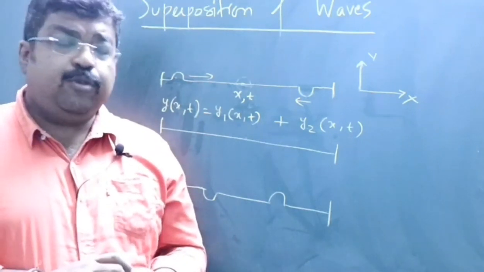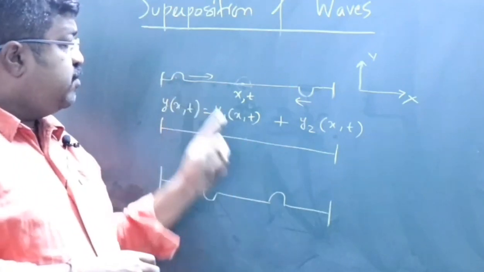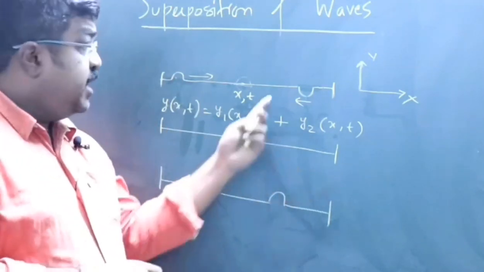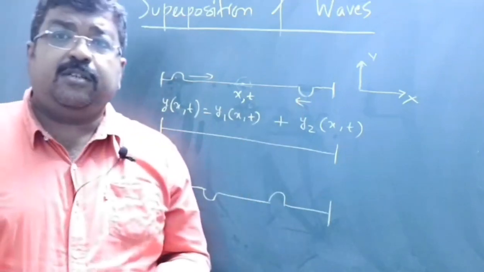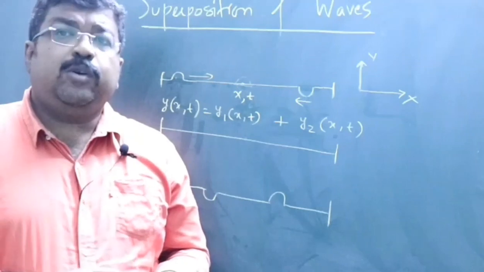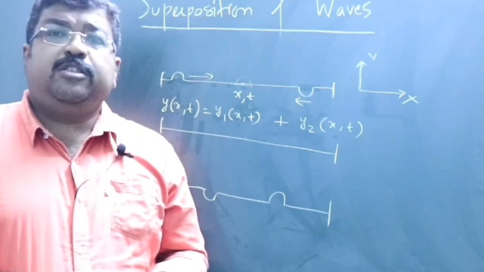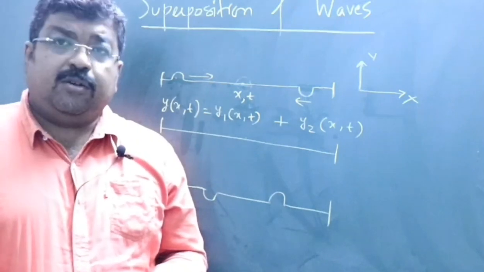And the second thing about superposition is, see this is superposition, and after superposition this wave has crossed over to this side and this has gone to this side. So after they cross over they retain their properties. So these are the two essential properties on the basis of which the principle of superposition works.